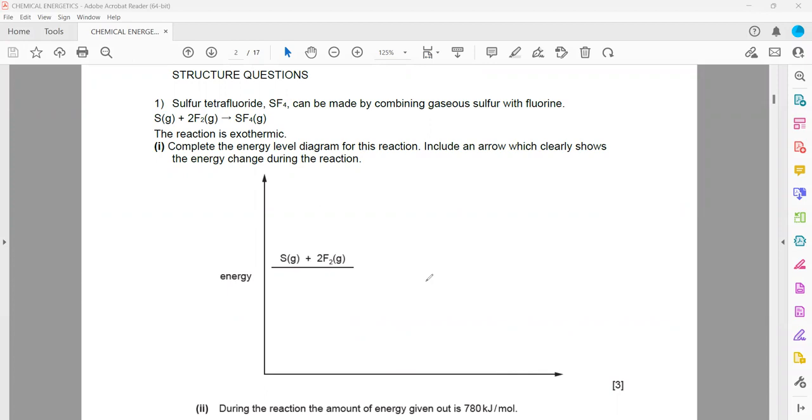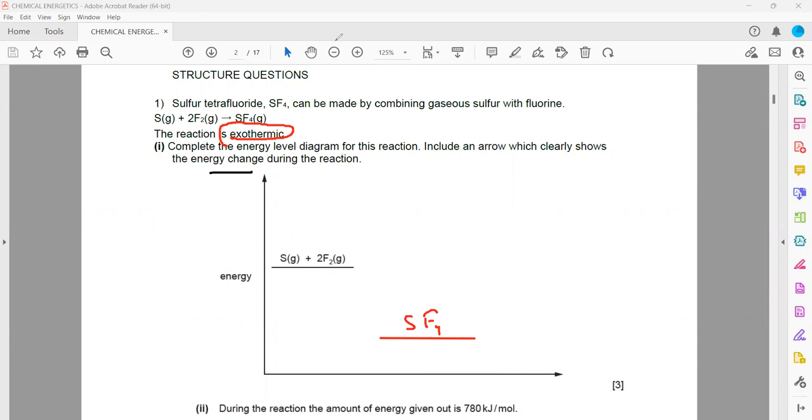We have to complete the energy diagram for this exothermic reaction and include the arrow which clearly shows the energy change. Because the reaction is exothermic, the reactants have high energy and the product has low energy. So when we draw, this should be the product, which is SF4. And we have to draw an arrow to show the energy change as well.